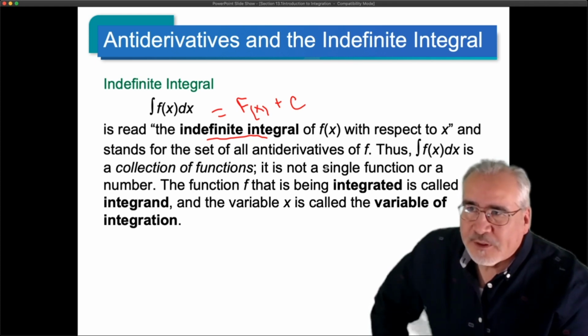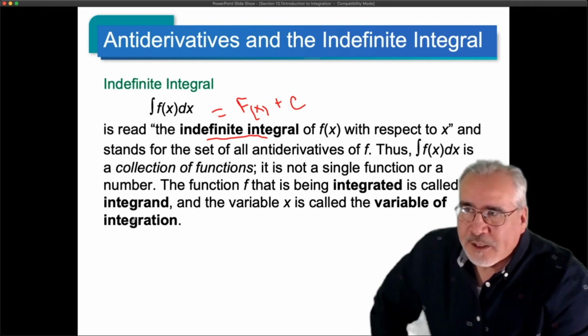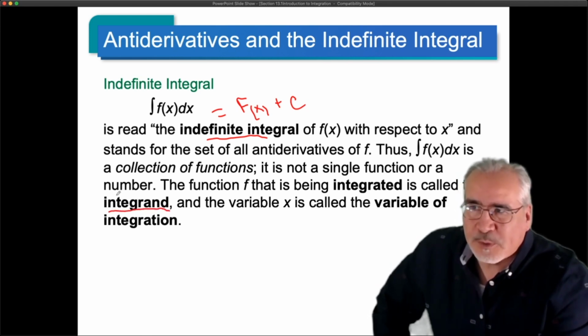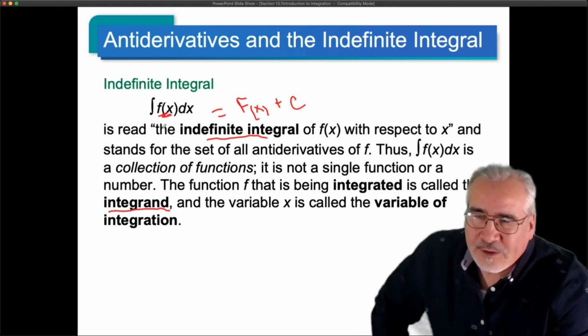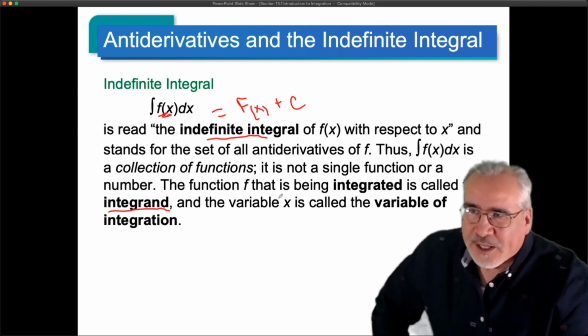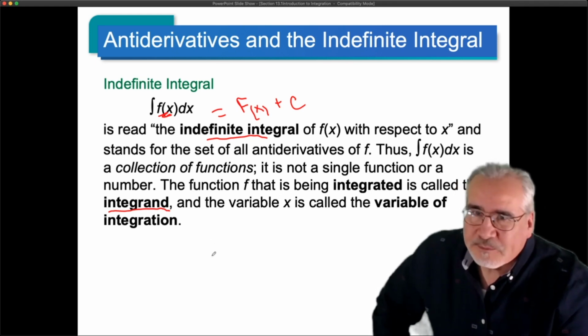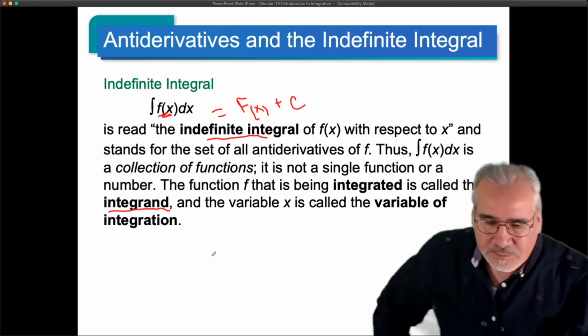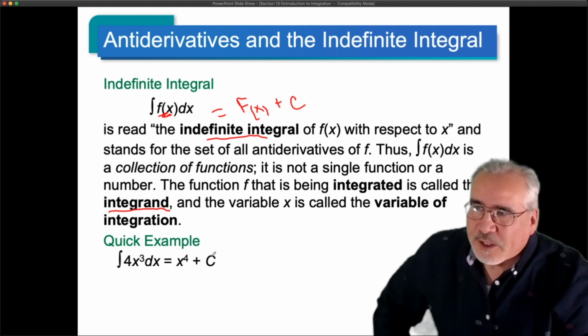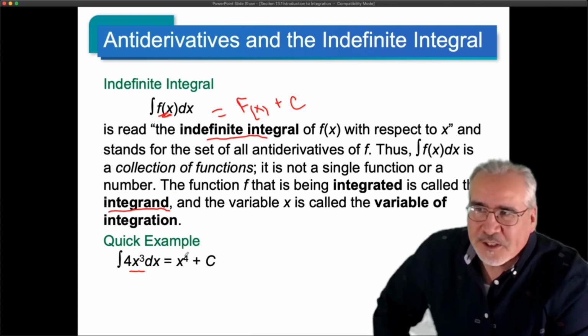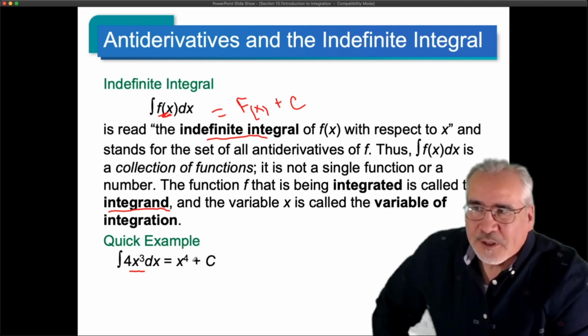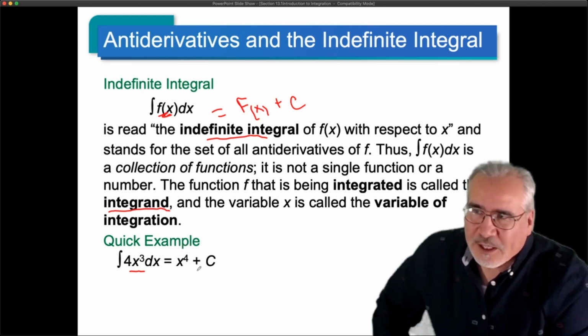So the function f that is being integrated is called the integrand. Again, just some vocabulary. We won't test you specifically on it, but what is the integrand? It's the thing inside the integral. x is the variable of integration. Okay. So the quick example we did, 4x to the third is an integrand. When you integrate it, you get back to the function x to the fourth plus a constant. Okay, kind of like we talked about there.